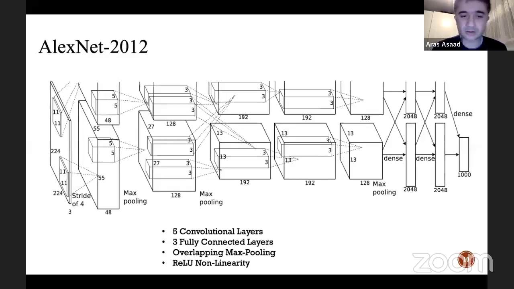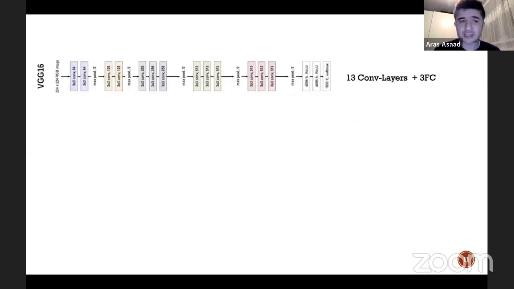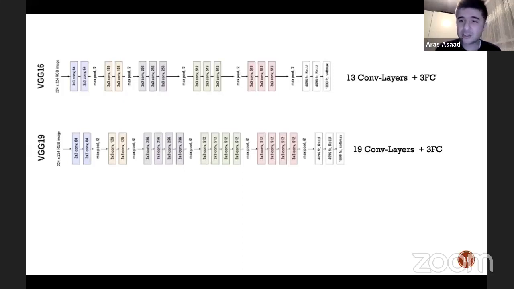So AlexNet, proposed in 2012, this is the architecture. I'm not going into the details of that, but the main idea was you have more than one convolutional layer and three fully connected layers, and you see it is not a very complicated architecture, but at the time it was state of the art. VGG architectures, instead of having five convolutional layers, you can have 16 or 13 convolutional layers, and you can have 19 convolutional layers. So you stack more convolutional layers, right?